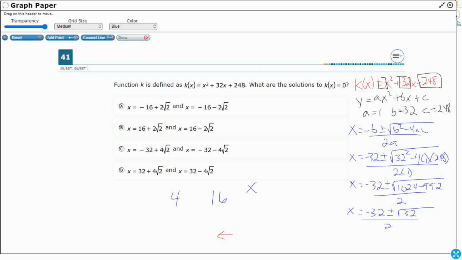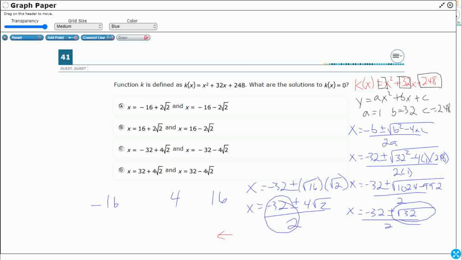So x equals negative 32 plus or minus, I'm going to take this square root of 32, and I'm going to make it the square root of 16 times the square root of 2, right? 16 times 2 makes 32, which is going to be x equals negative 32 plus or minus the square root of 16, which is 4, times the square root of 2, over 2. We're going to take that over 2 so you can factor that out. So that's going to be negative 16 plus or minus 2 root 2 over 2, because I'm going to have that 2 go into both. And so that answer is going to be A.